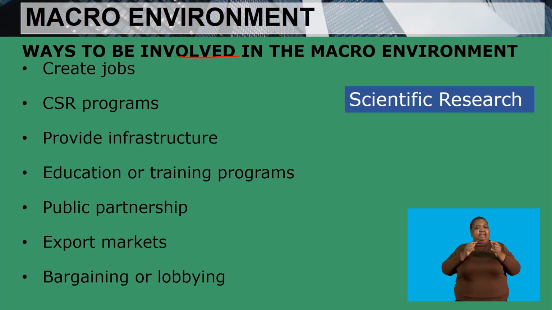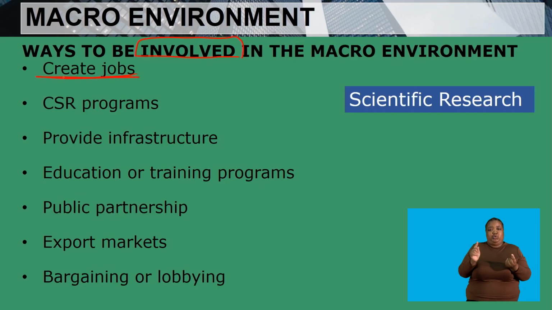And then you need to know how we can deal with these different types of macro environment components. One thing is that we need to be involved. For instance, when we look at the economy, there can be situations where people have low income levels because they cannot afford to buy our wants. What you can do as a business is to create job opportunities. Now, the more job opportunities are created, the more income people spend in the business and more profits are made.